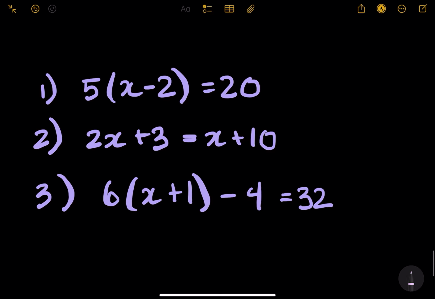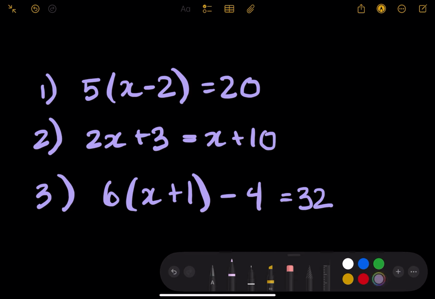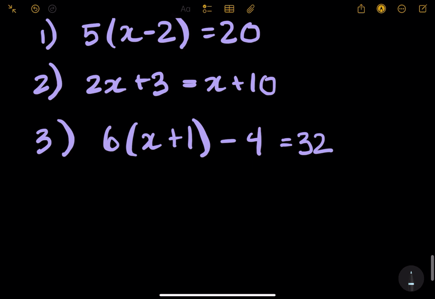Next, just pause the video, try these on your own. Okay, solve for the variable x. Now I'm going to give you the answers and solve them with you. First one we're going to do is number 1, which says 5 multiplied by x minus 2 equals 20.